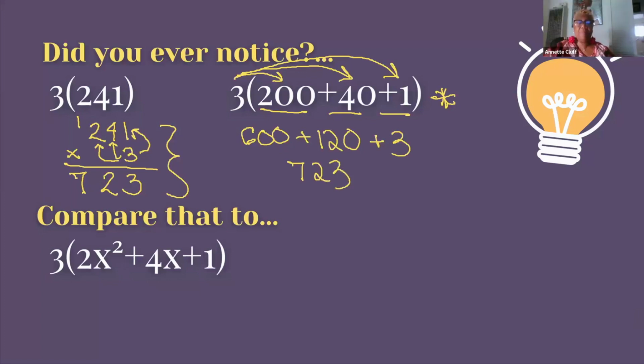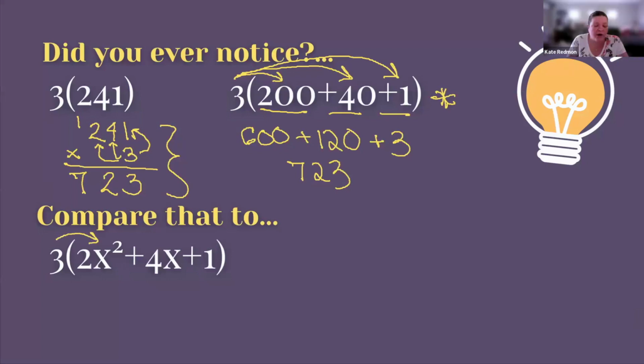So either way I do it, whether it's this mental math strategy I did second, or the traditional multiplication algorithm I did first, I'm organizing the work differently. I'm writing it down differently, but I'm doing the same work. I'm passing that 3 out to every piece of 241. Okay, well, that's exactly what we're doing. It's just not hundreds and tens and ones. It's x squareds and x's and ones.